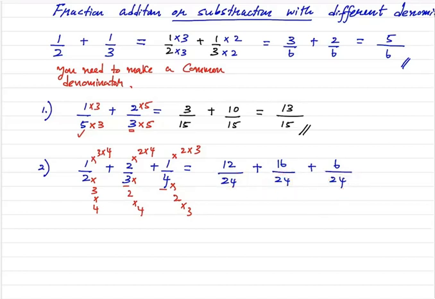So now you copy that denominator and then you can add these three. So that would be 12 plus 16 is going to be 28. 28 plus 6 is going to be 34. So 34 divided by 24 is the answer.